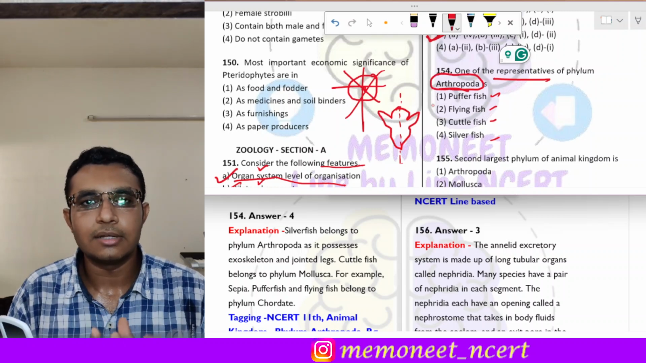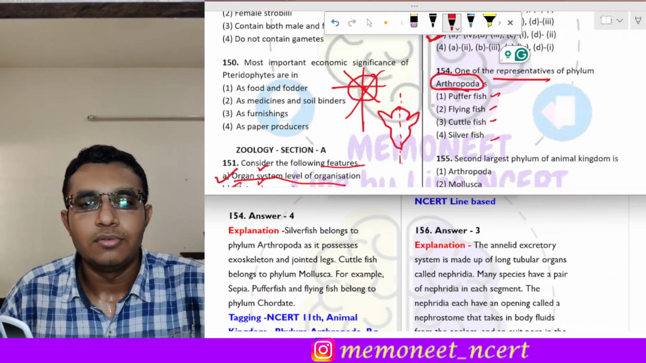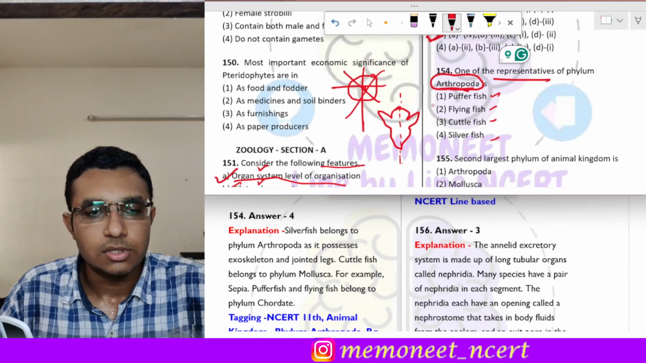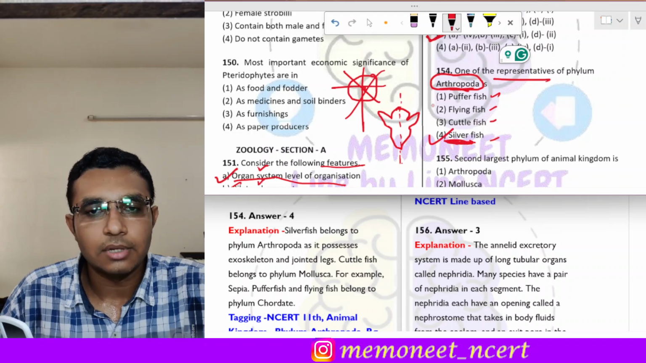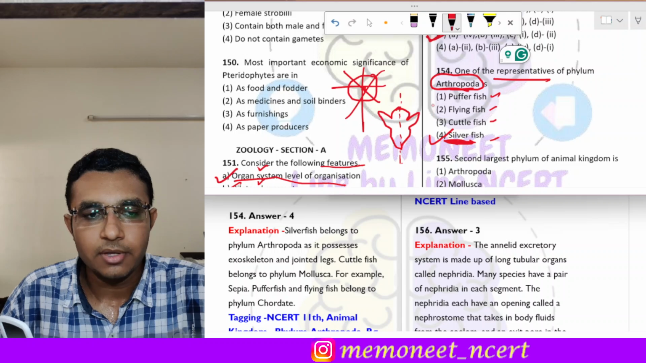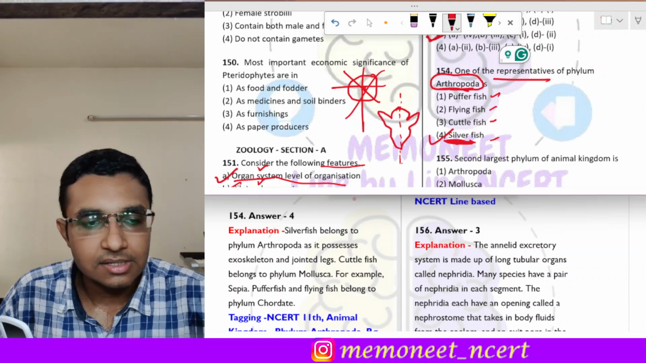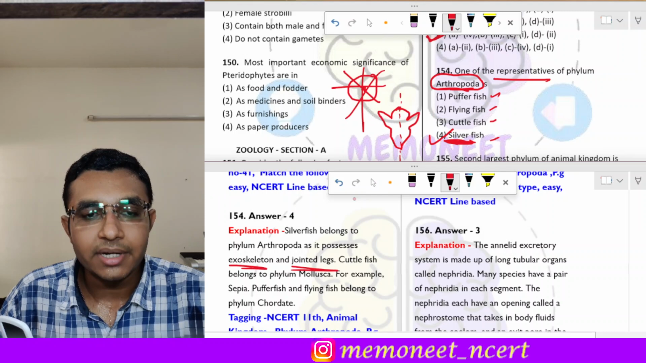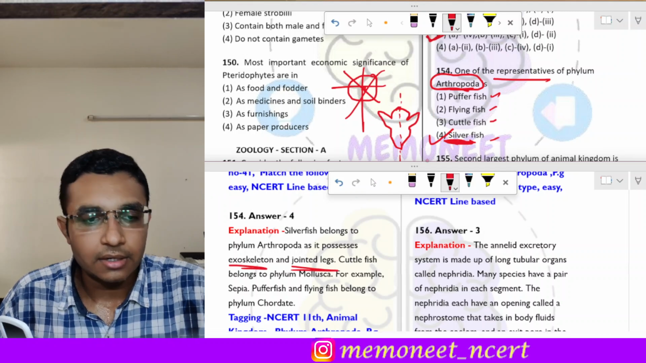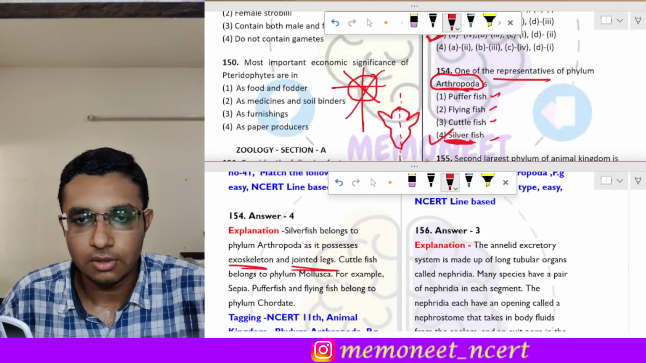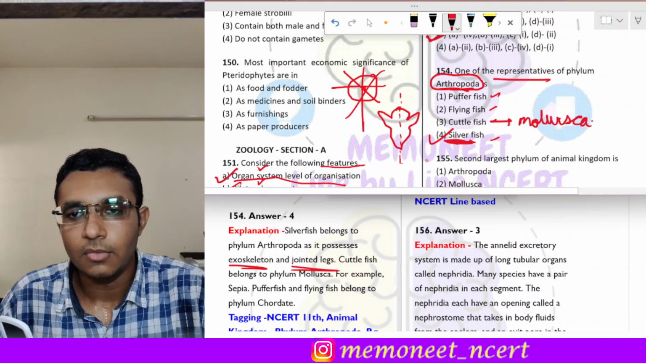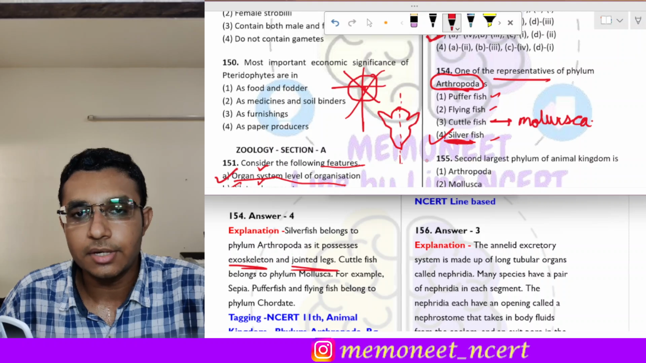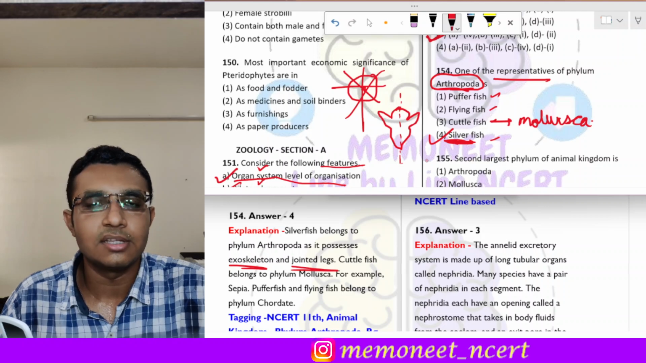The Arthropoda consists of insects. So which is the insect among these? So see, silverfish. The silverfish is an example of phylum Arthropoda, because it consists of an exoskeleton and jointed appendages. And cuttlefish belongs to Mollusca. So we have to find the representative of phylum Arthropoda. So the correct answer of this question is option 4, that is silverfish.